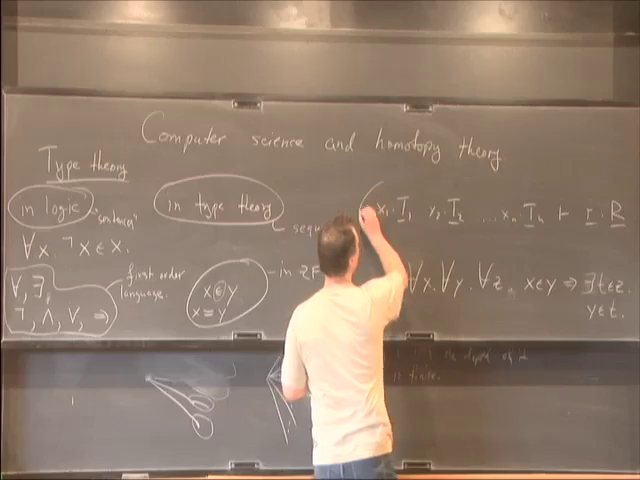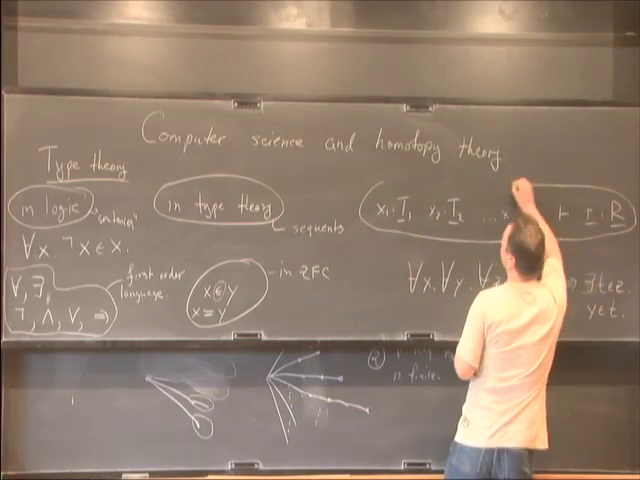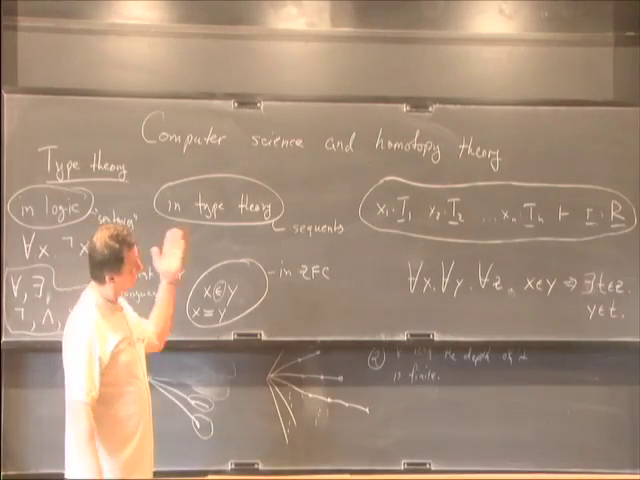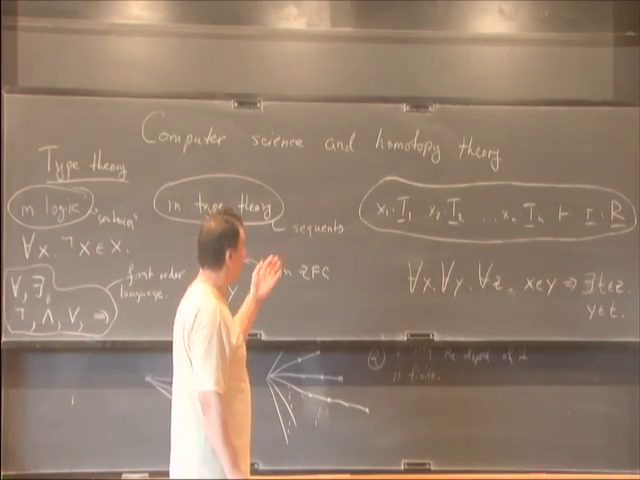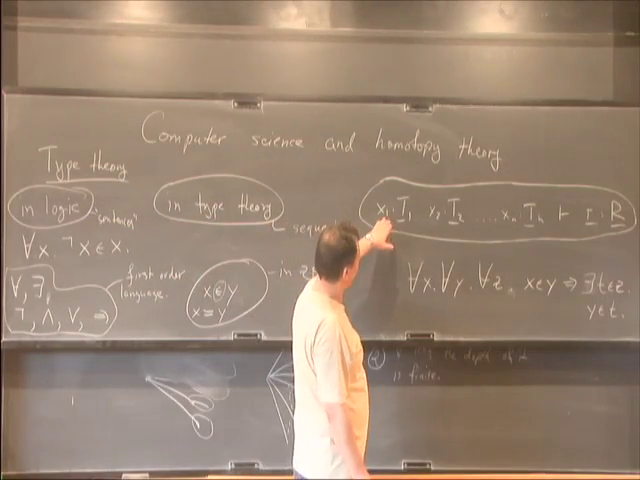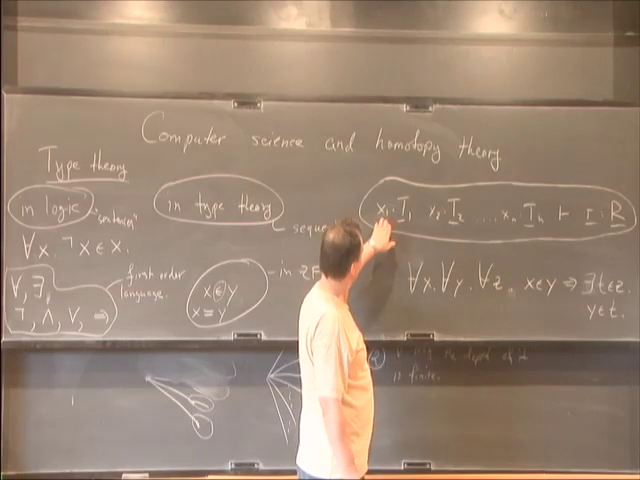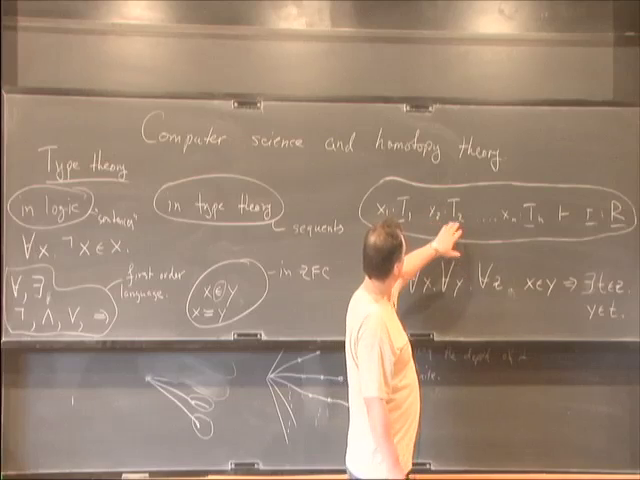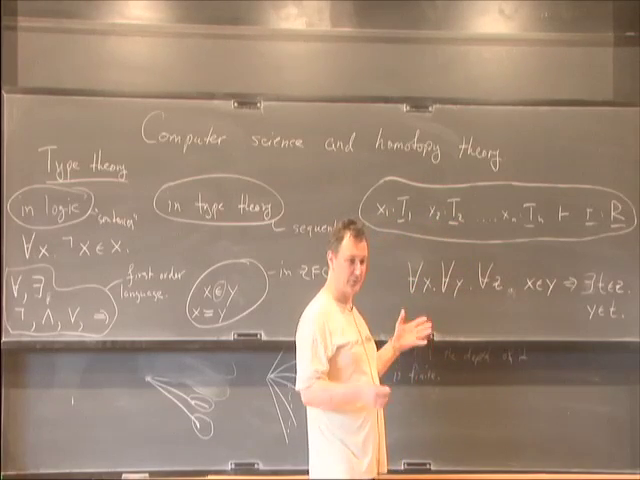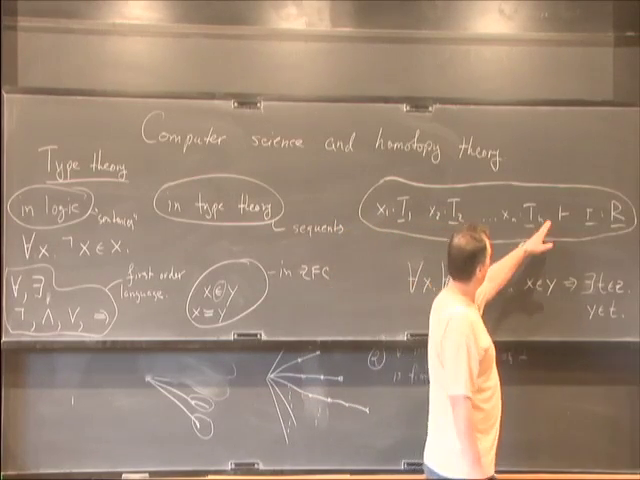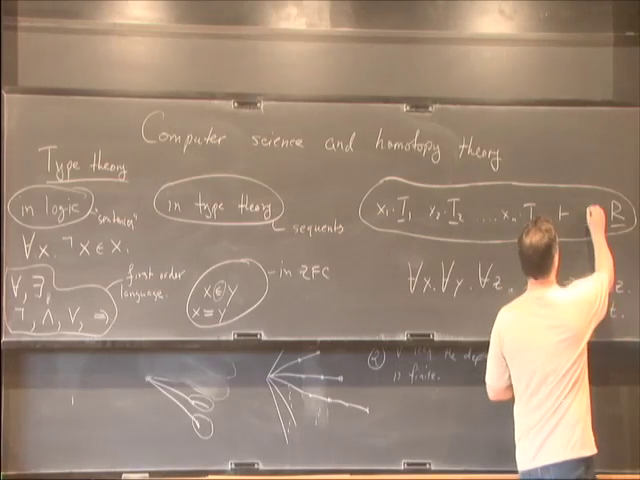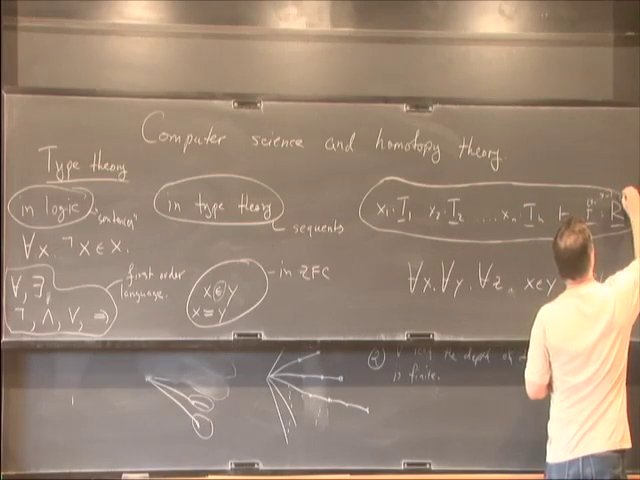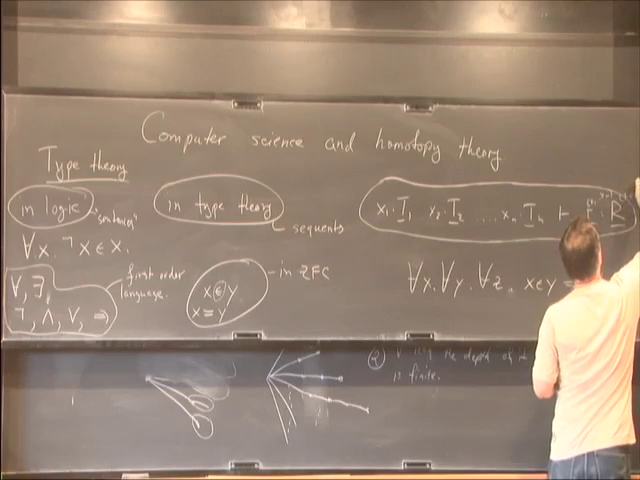This thing is read as follows: we're assuming that x1 is a variable of type t1, where t1 is some kind of expression, x2 is a variable of type t2, where t2 is some kind of expression, and so on. Under these assumptions, this expression r of x1 through xn will have type capital R of x1 through xn.